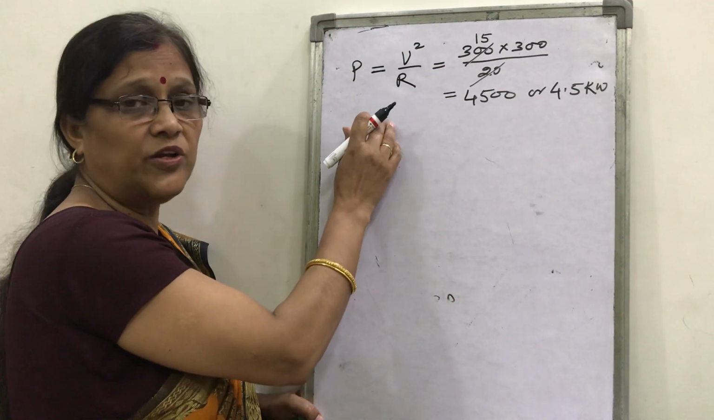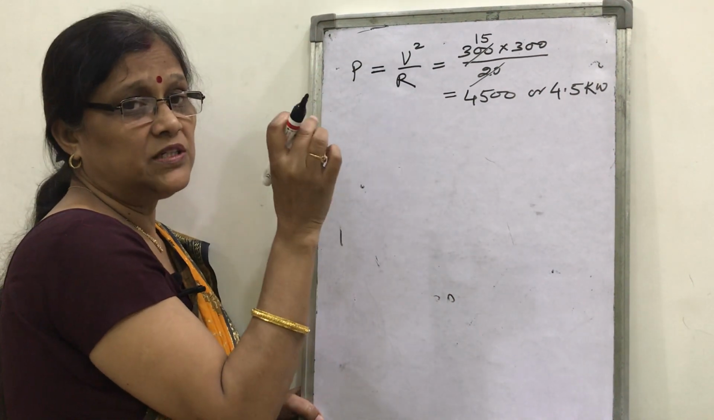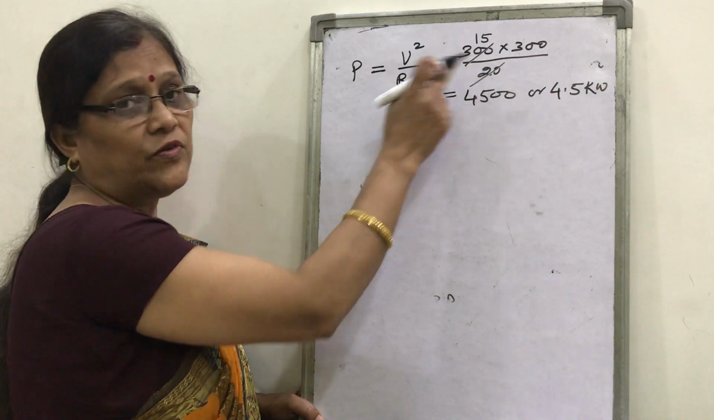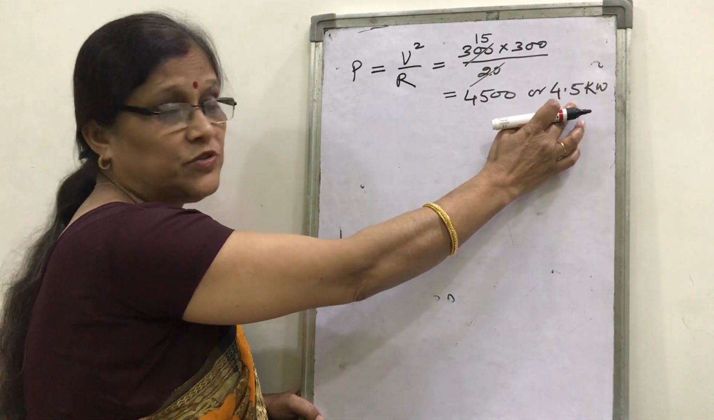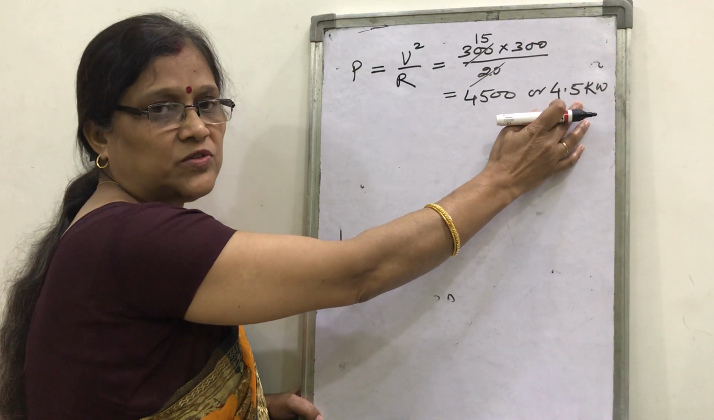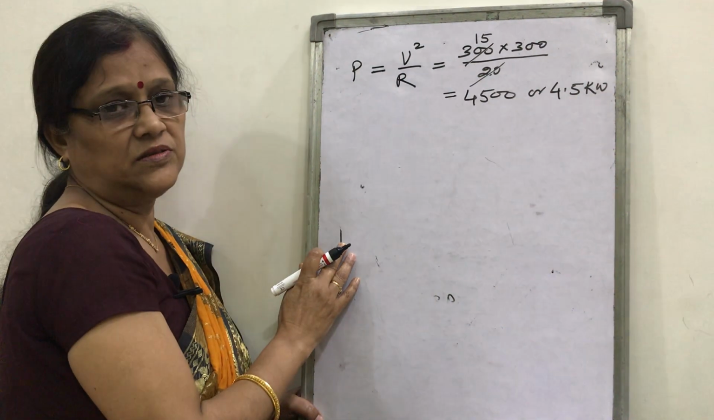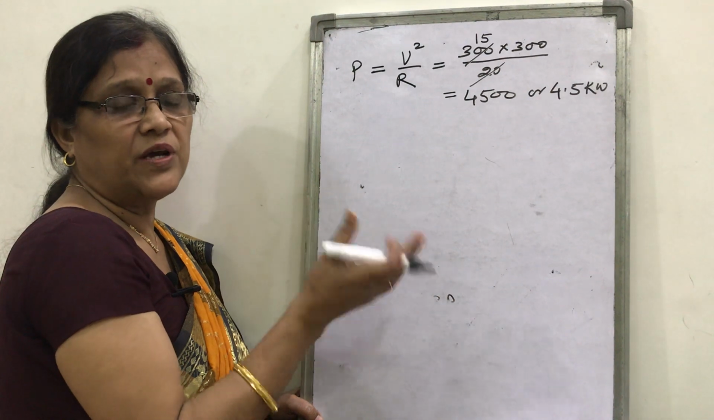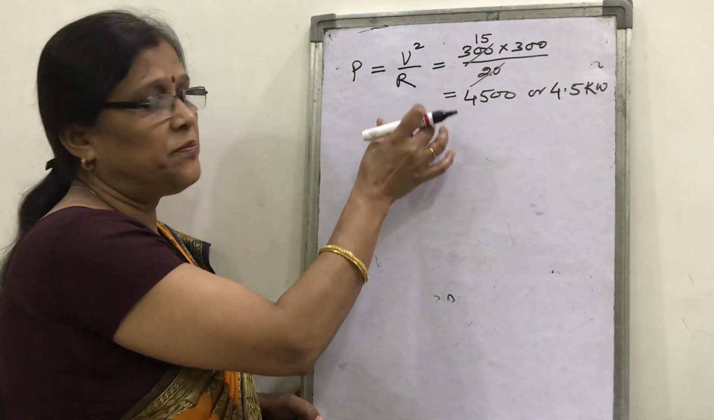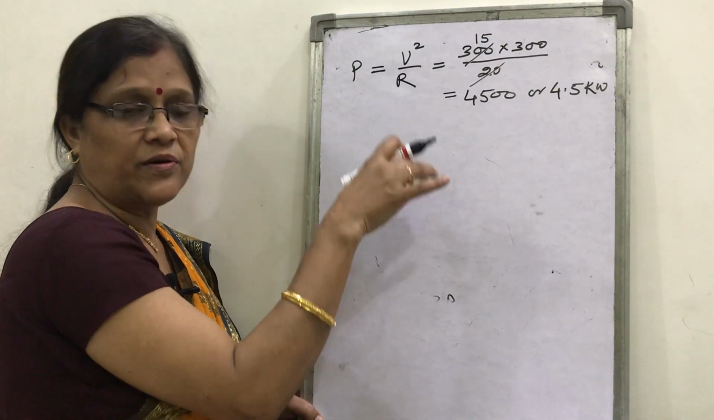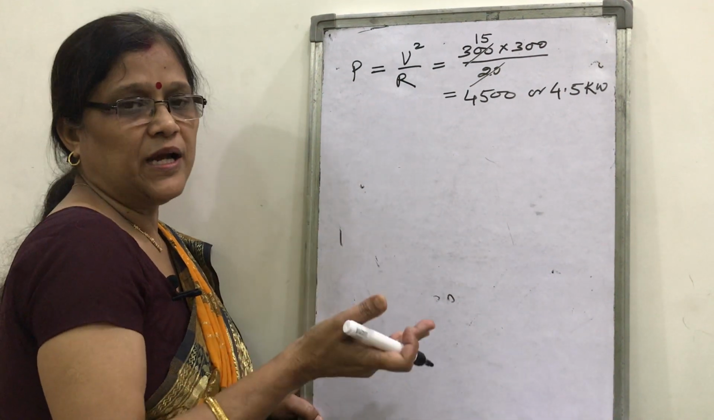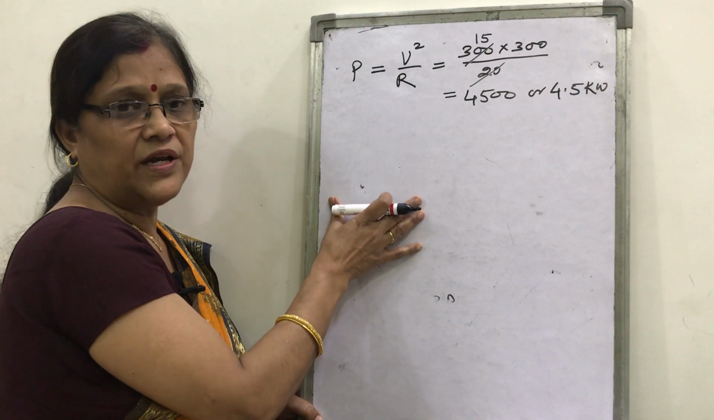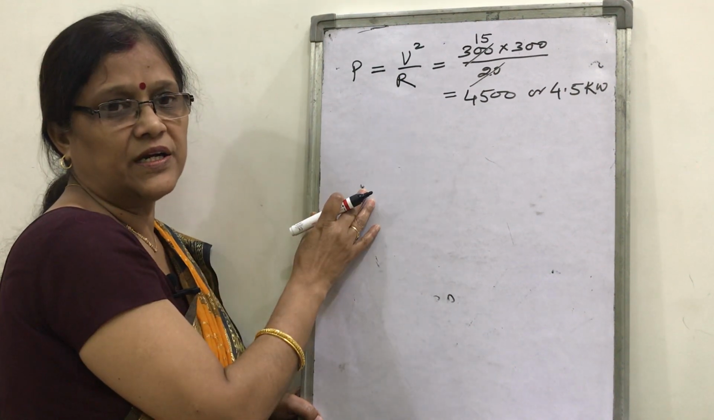So you cannot use this 20 ohm resistor with the 300 volt power supply, because the power produced will be 4.5 kilowatt, so it will be damaged. In this way you have to think whether you can use a particular device at a particular voltage safely, or it will be damaged. So this is the question based on that.